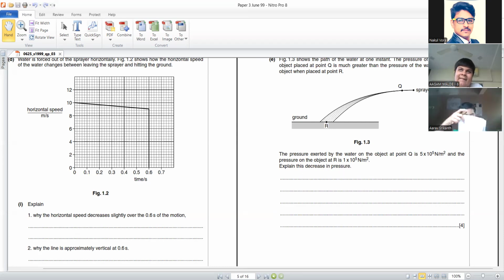What has happened? Chalo, bolo. Now this is a 4-mark question, remember. Because the area is increased. So this is a 1-line answer.